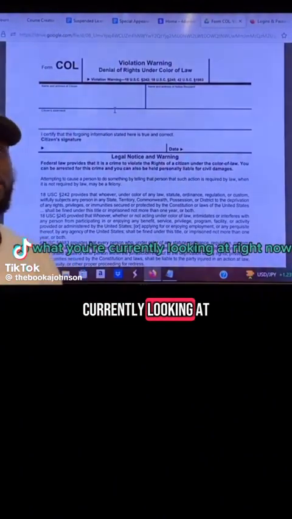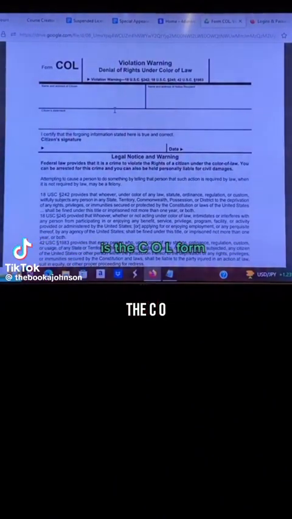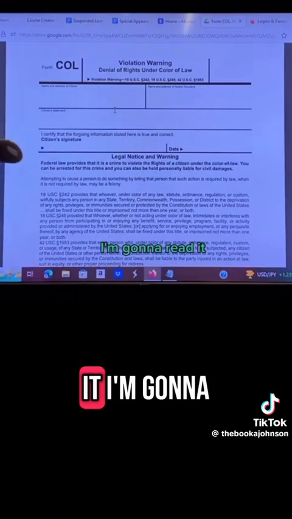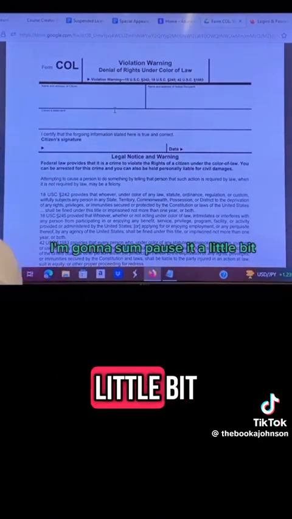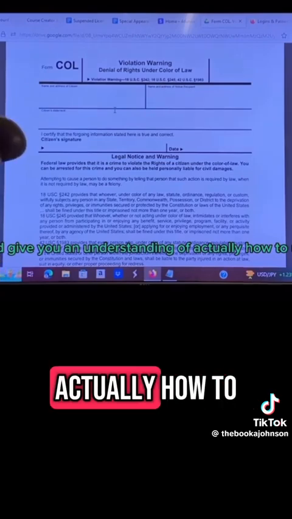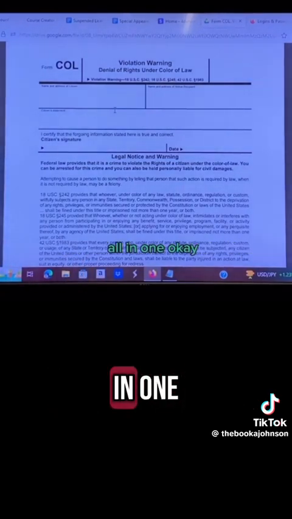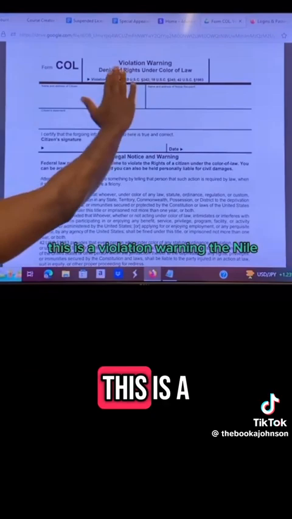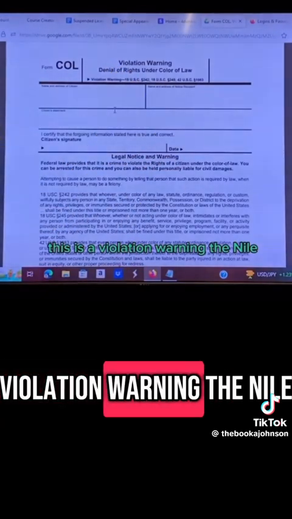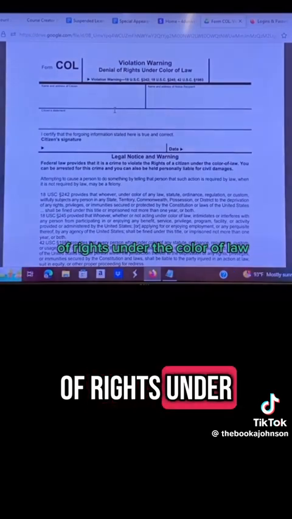So what you're currently looking at right now is the COL form. I'm going to read it, summarize it a little bit, and give you an understanding of actually how to use it all in one. Okay, so as you can see, this is a violation warning, denial of rights under the color of law.